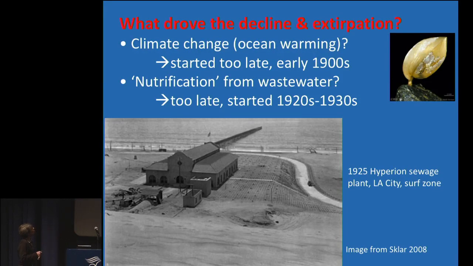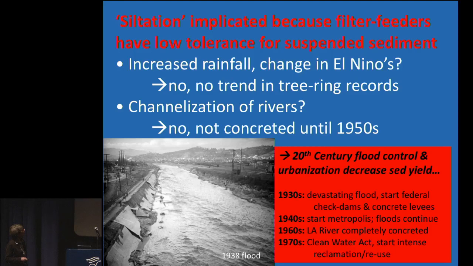We also thought, of course, of nutrients from wastewater. But there again, it's too late. This is the Hyperion plant, which opened up in 1925 with basically surf zone release of screened solids and liquid nutrients. But again, that's too late. By the 1920s and 30s, these brachiopods and presumably these other filter feeders had already gone extinct.